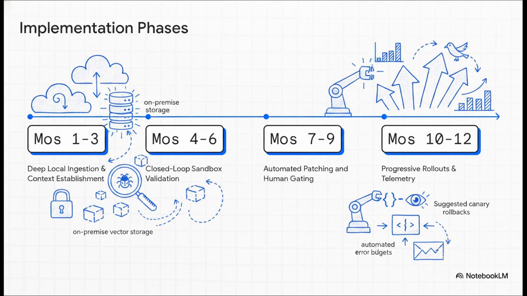Phase 3, months 7 through 9, you flip the switch on automated patching. Let the agent grid actually construct code repairs and feed them directly into your developer review streams as Git pull requests. And Phase 4, months 10 through 12, is your progressive production rollouts. Connect your deployment targets, lock in those localized error budgets, and activate the automated canary rollbacks.